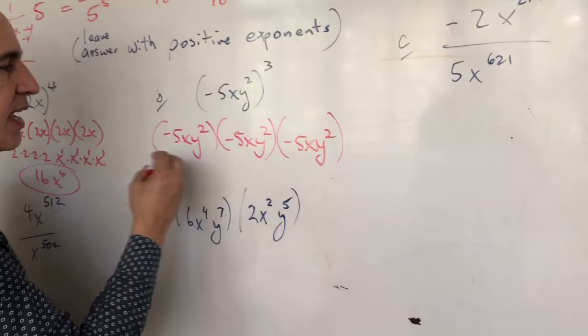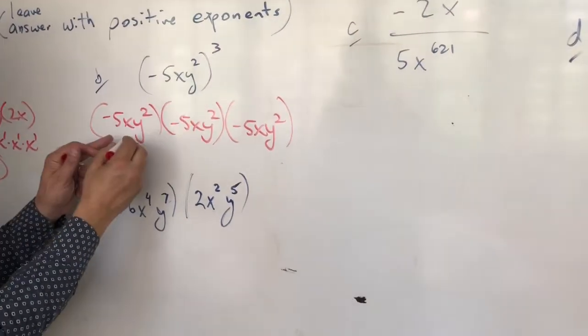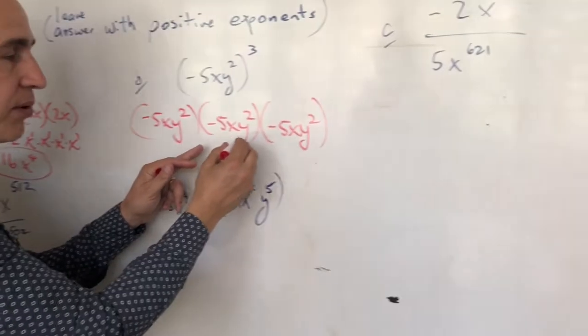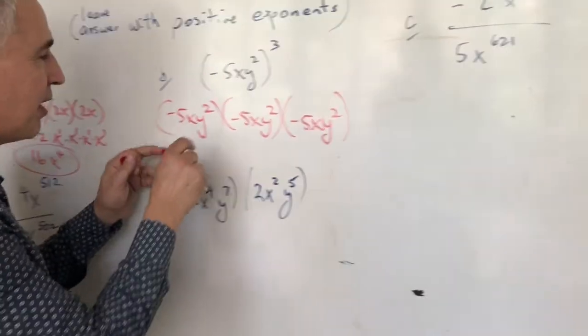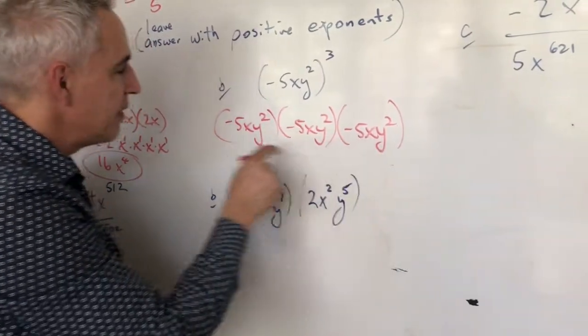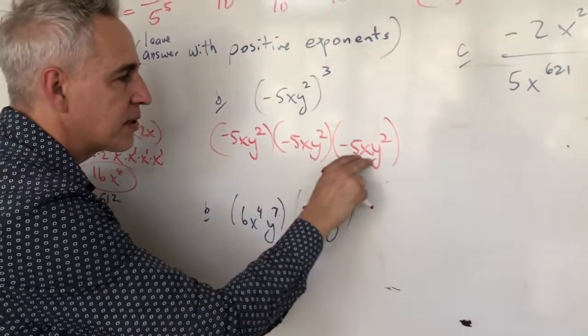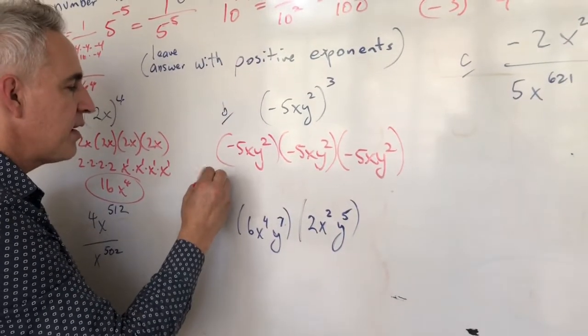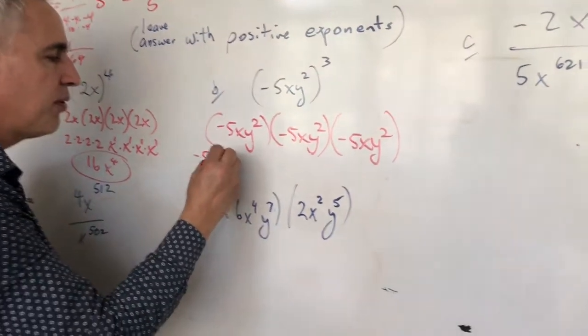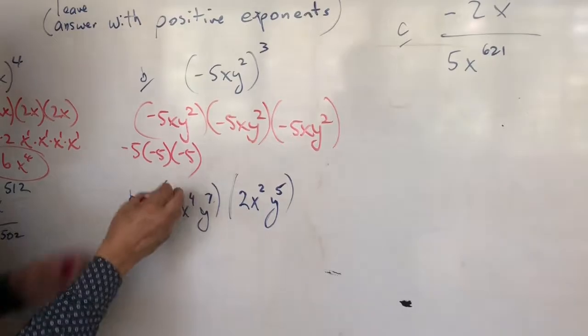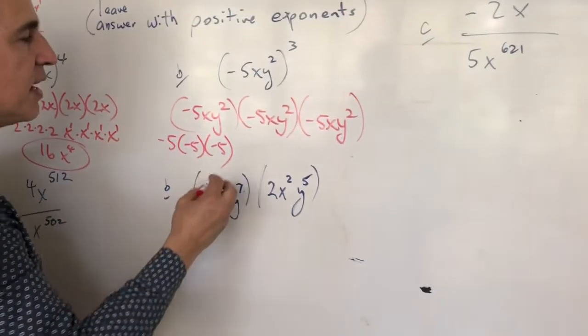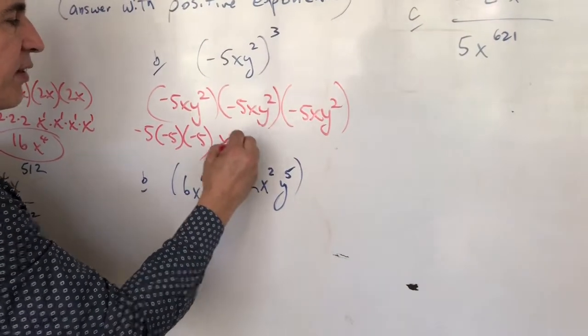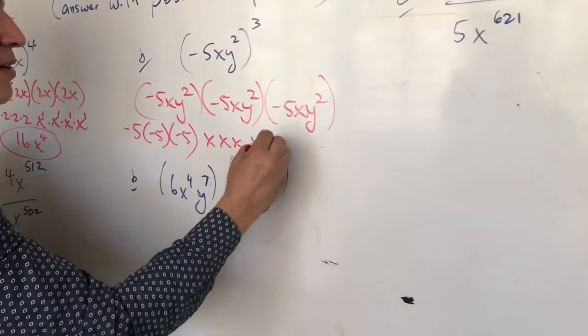But when we do this, again, birds of a feather flock together. We are now multiplying powers of the same base. These are all powers. They have the same base, xy squared, xy squared, xy squared. The negative 5s are not, they are the coefficients. So we're going to pull those out, because birds of a feather flock together. The negative 5s are coefficients, they're going to flock together. The x's are going to flock together. The y squareds are going to flock together.